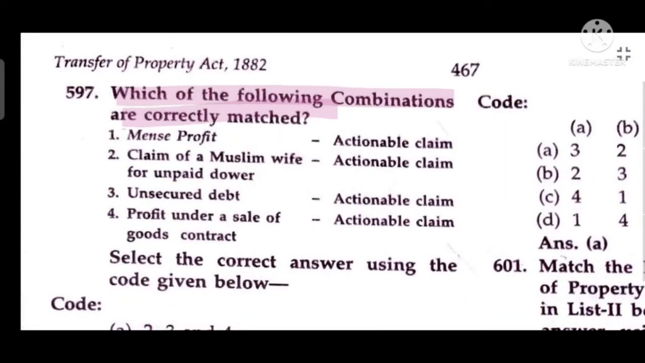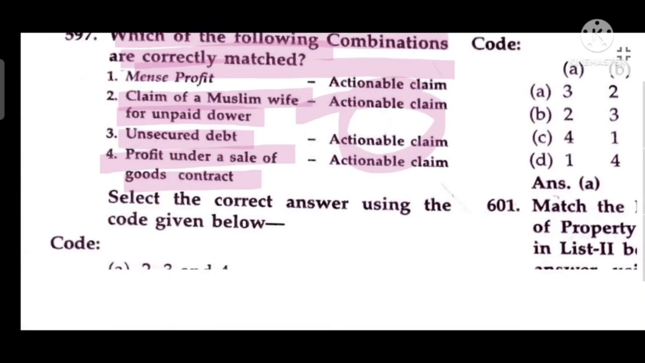Which one is correctly matched? One is not correctly matched. Claim of a Muslim wife to unpaid dower, unsecured debt, profit under a sale of goods contract: all are actionable claims.